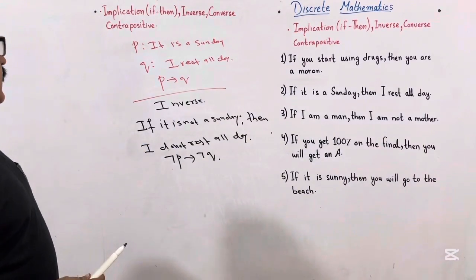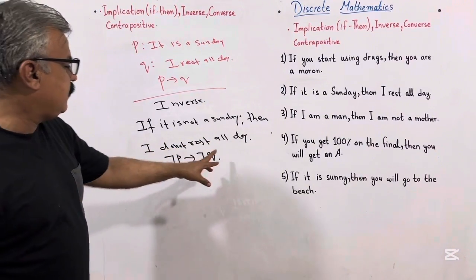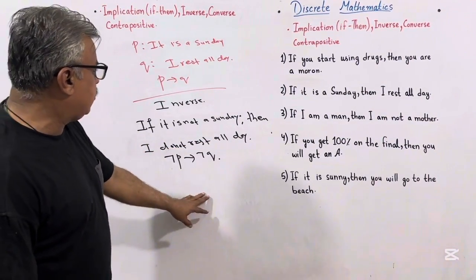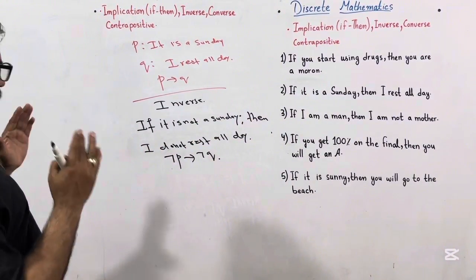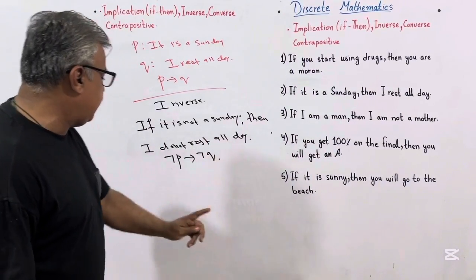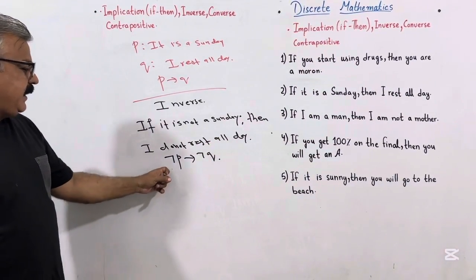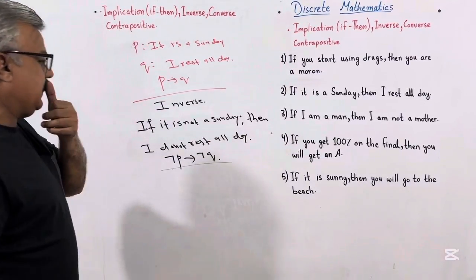If it is not a Sunday, its inverse is given by: if it is not a Sunday, then I do not rest all day. The implication is: if it is a Sunday, then I rest all day. Its inverse is: if it is not a Sunday, then I do not rest all day. In symbols, negation of P implies negation of Q. That is our inverse.